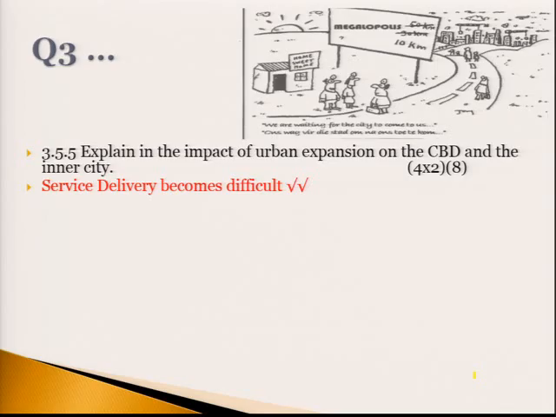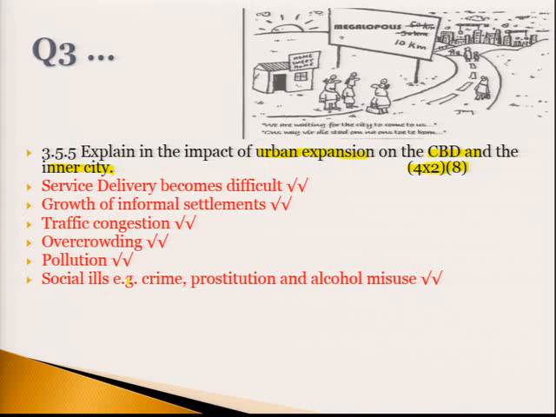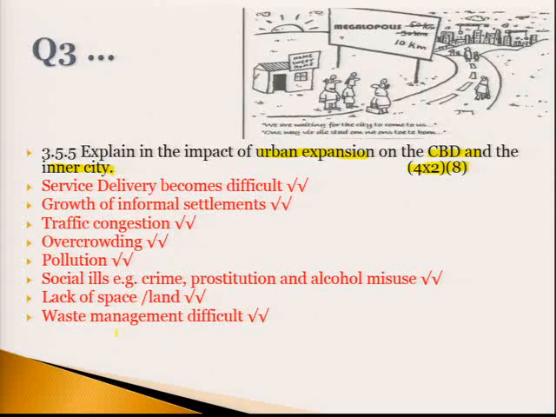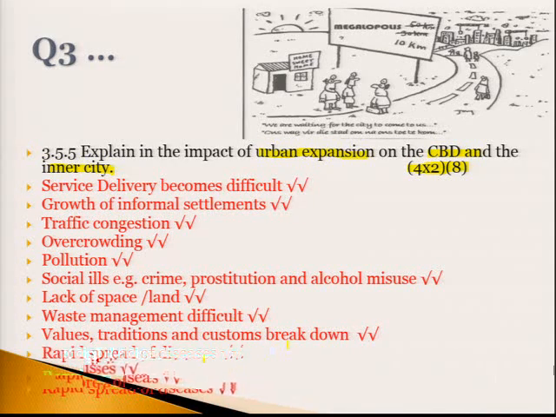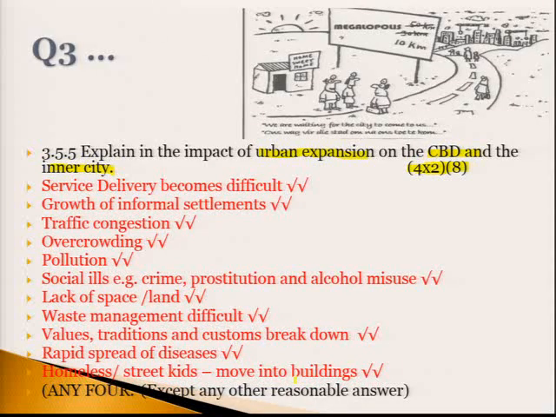Let's go, colleagues, to 2.5.5. Explain the impact of this urban expansion on the CBD and the inner city. What will happen? Service delivery will become difficult. Number 2, growth of informal settlements. It's an 8-mark question. You start to have traffic congestion, overcrowding of people, a lot of pollution, social ills or crimes like prostitution and alcohol misuse, lack of space or land, waste management difficulties, breakdown of values, traditions and customs, rapid spread of diseases, and the homeless start to have street kids who move into the very same buildings. Take any one of them, colleagues, as a reasonable answer.